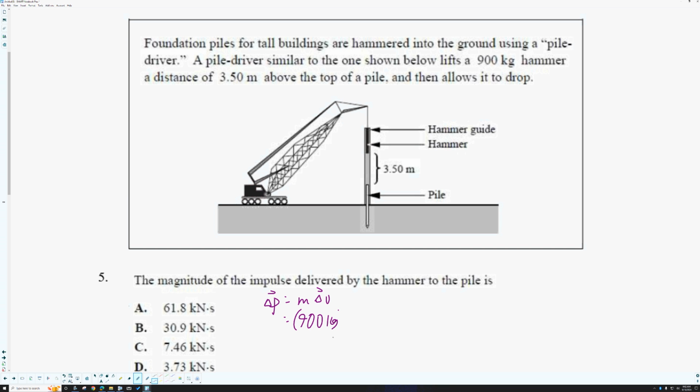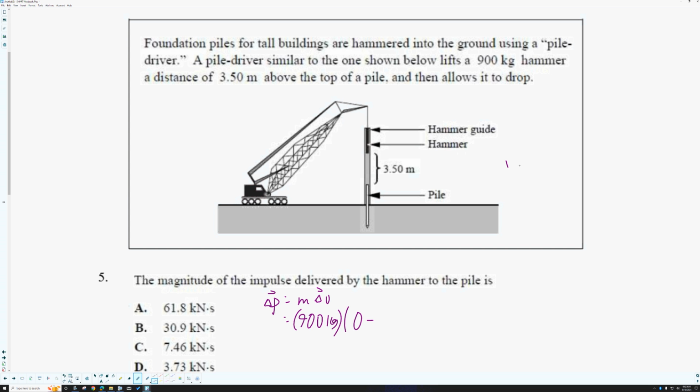Anyways, mass is 900 kilograms. Delta V, what is VF here? It is 0, yes. The magnitude of the impulse delivered by the hammer to the pile. Once the hammer hits the pile, it stopped, so the final velocity is 0. Now, I saw somebody go like this when I said, what's the final velocity? Really, the question is, what is the initial velocity? We don't know what the initial velocity is. What's the velocity of this when it hits the pile?